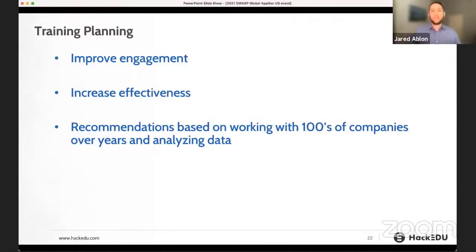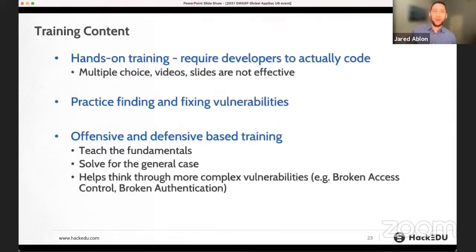These are recommendations based on working with hundreds of customers over years and looking at the data. So we came up with best practices in terms of rolling out secure coding training. First, looking at the training content, we found that multiple choice, videos, and slides just don't cut it. For videos in particular, we've seen developers play videos in the background while they're coding. So they're not really paying attention. It's really not effective. It's not engaging. Multiple choice, that's not how developers learn.